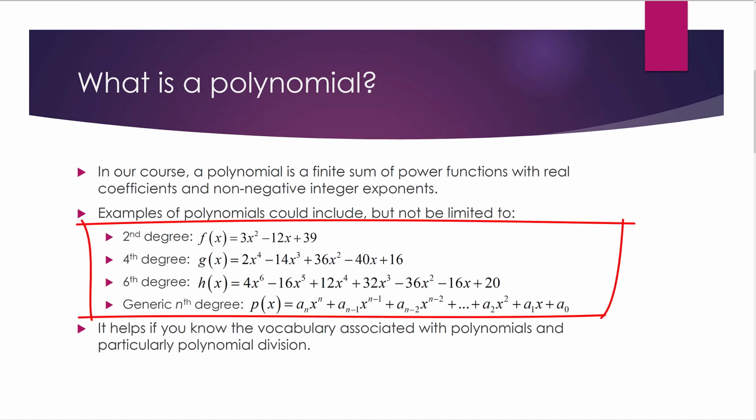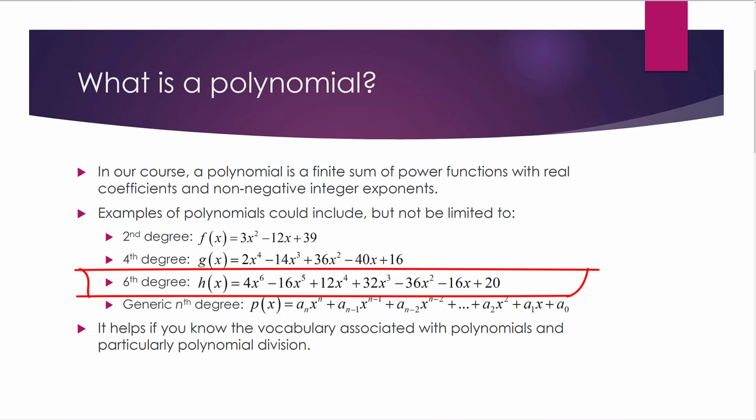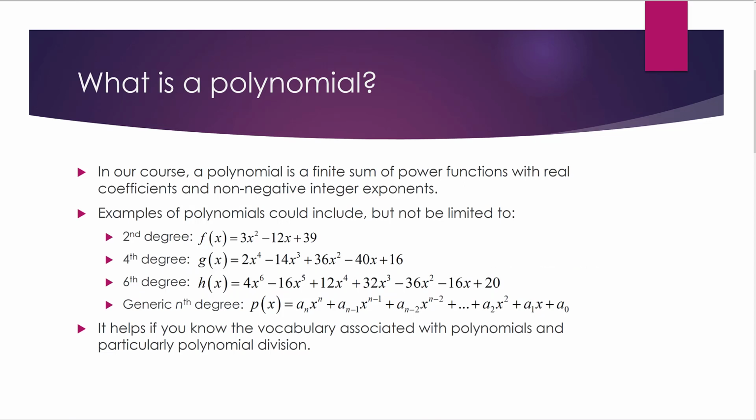Regarding the vocabulary, let's take one of these polynomials as a particular example. Look at the sixth degree polynomial that's visible there. H of x is 4x to the sixth power minus 16x to the fifth plus 12x to the fourth, and so on. If you're wondering whether the fact that the highest power present is 6 and the polynomial is sixth degree is connected in some fashion, it is. When you have a univariate polynomial, that is a polynomial in one variable, the highest power present is the degree of the polynomial.